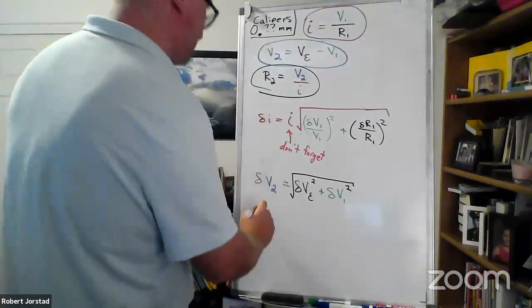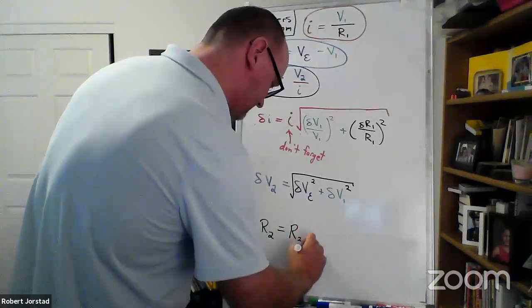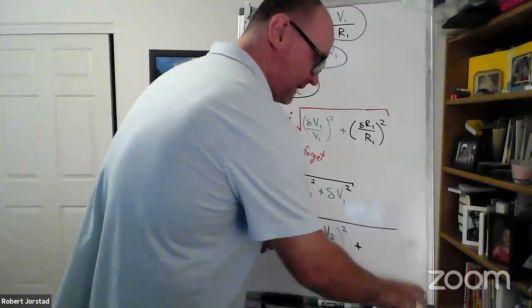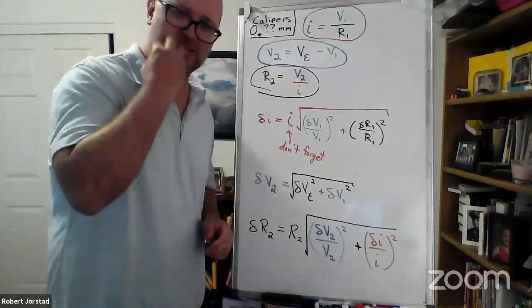So now for this one, tell me what I should write, Min. Okay, so it's gonna be R2. We're gonna get R2. Excellent. Times square root of dV2 over V2 square plus dI over I square. And I think you could figure that all out from here, right? Yeah. And then punch that in on your own in Excel. What do you think? Kind of making some sense?